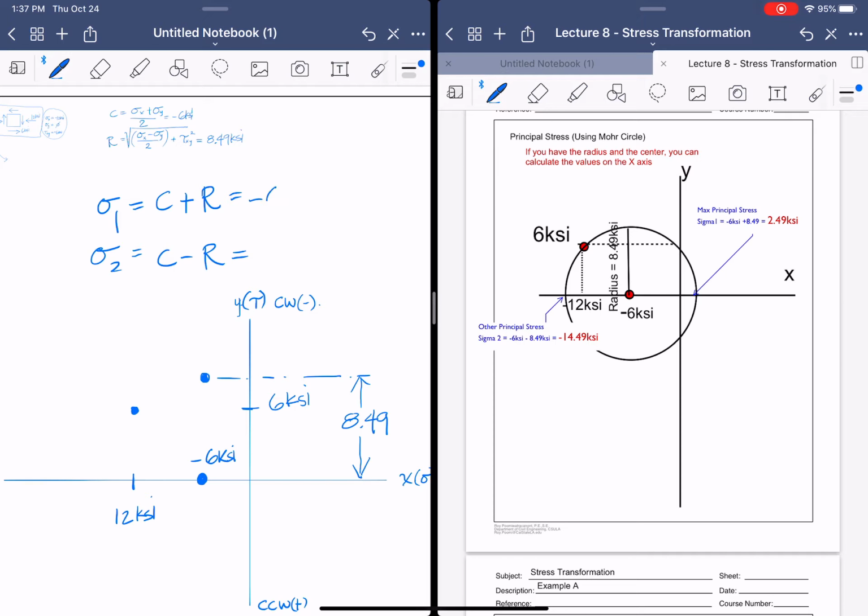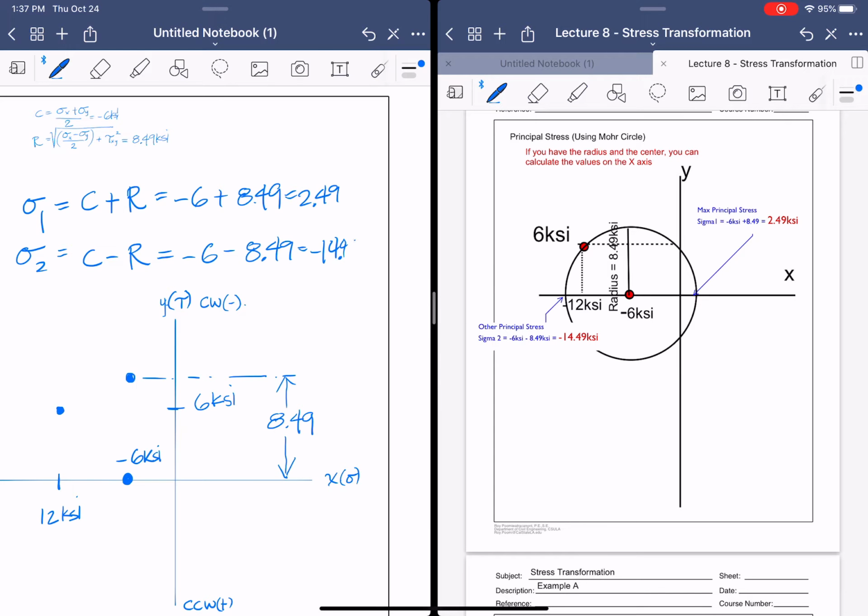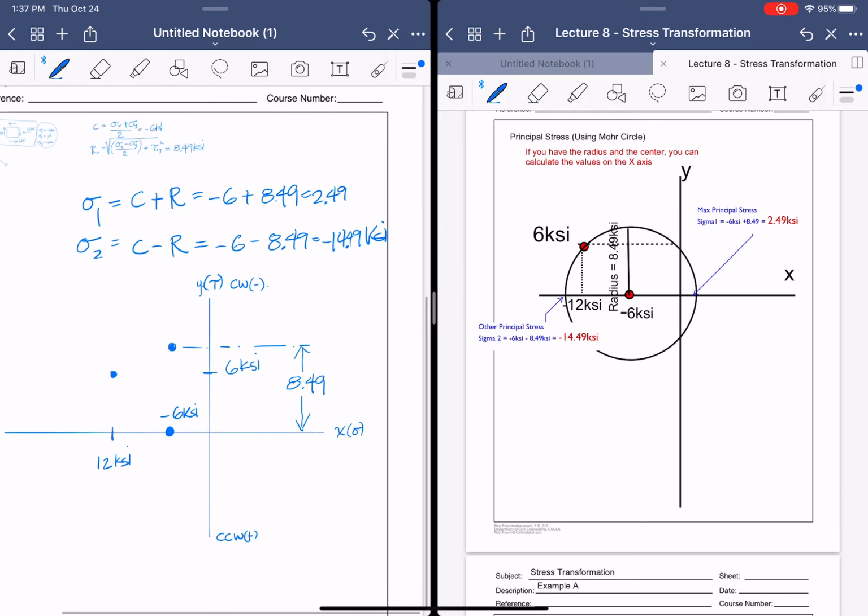And that is equal to negative 6 plus 8.49, and right here we have negative 6 minus 8.49. Right? And that is equal to 2.49 KSI, and that is equal to negative 14.49 KSI. Does that make sense? Okay.